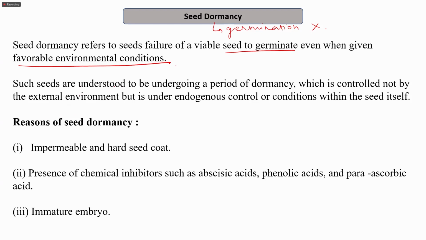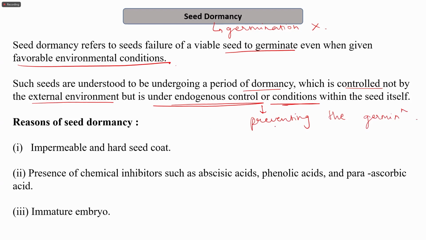Such seeds are understood to be undergoing a period of dormancy which is not controlled by the external environment. So obviously in such a situation, the external environment is not affecting the dormancy, but it is the internal endogenous control or conditions within the seed itself which is preventing the germination. So even after the favorable conditions are given, if the seed is not undergoing germination, then it is not the external environment which is responsible. It must be some endogenous control or conditions within the seed itself.